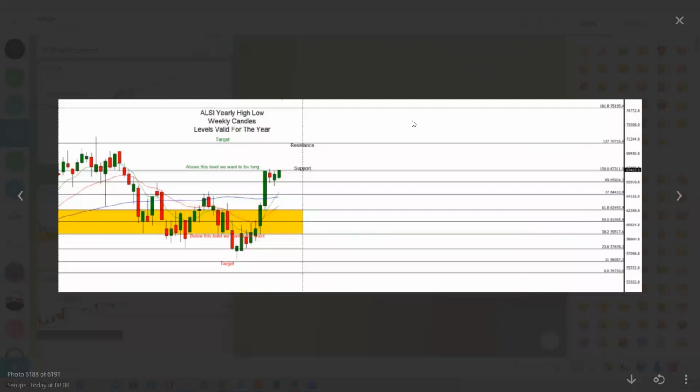On the Aussie yearly high low, currently between levels of 100 and 127. If you look at the moving averages, 8 is above 21, or green is above red. So with that, trend is up. So we're still aiming for that 127 target level there.